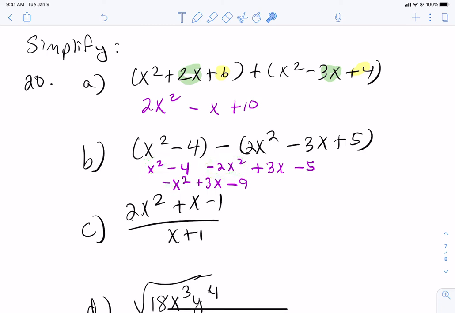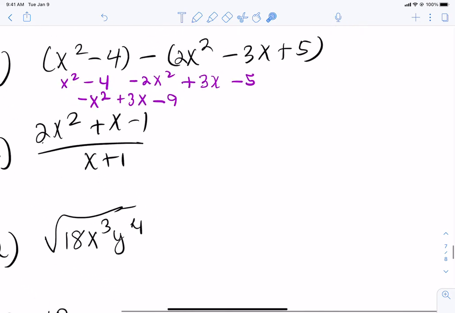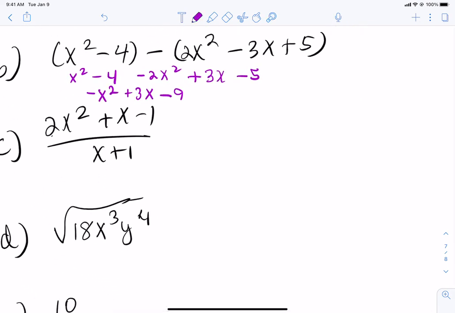Now, C, do you guys remember synthetic division a little bit maybe? Okay. Let's do C, division by synthetic division. So, remember how to do it. The first thing you want to do is set the bottom equal to 0 and solve that for x. So we get negative 1. Put negative 1 in the corner of our synthetic division box.